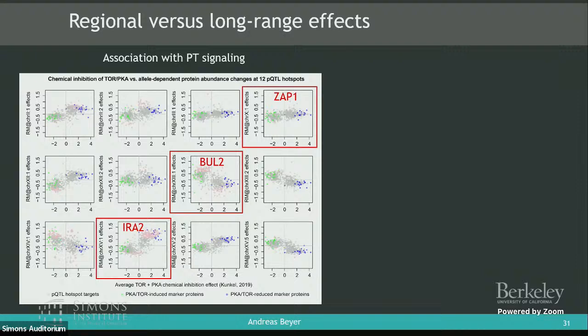BOL2 has a negative correlation. And then we also looked at a third example, which is this locus containing ZAP1, where we have a very weak or even no change in PKA signaling, to distinguish different types of responses. And this would be a local, or regional effect, sorry, not a local, but a regional effect. So it's still a hotspot, it's affecting many molecules, but this has much fewer effects on other modules.